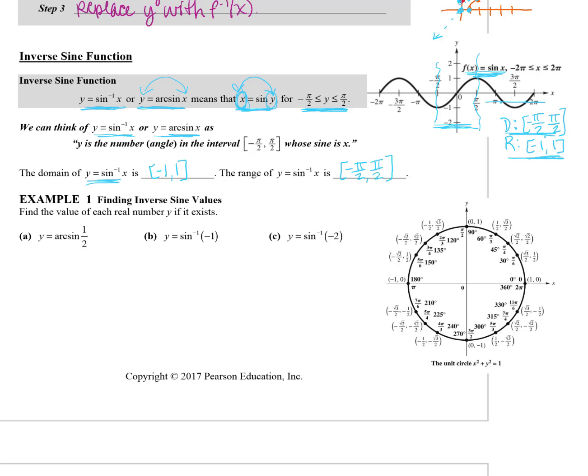The inverse sine is the inverse of the sine function. We had to restrict the domain of the sine function so that it could have an inverse. We had to choose a piece of it so that it would be 1-to-1.